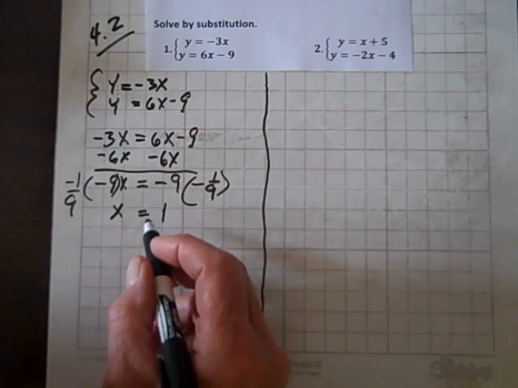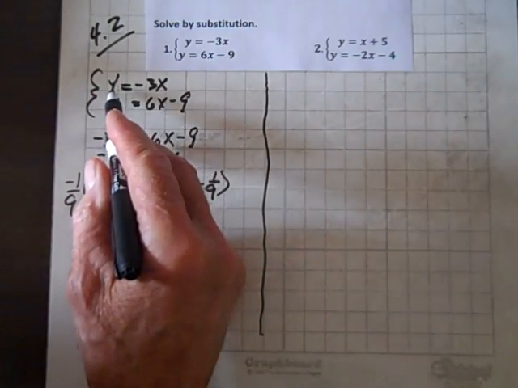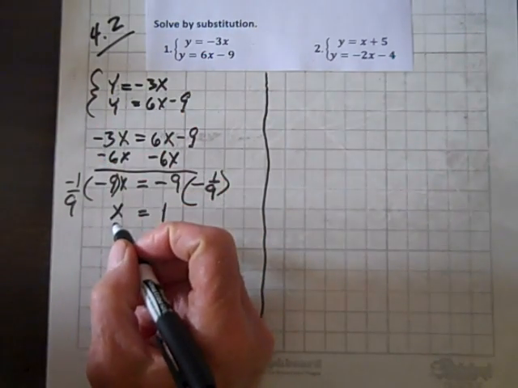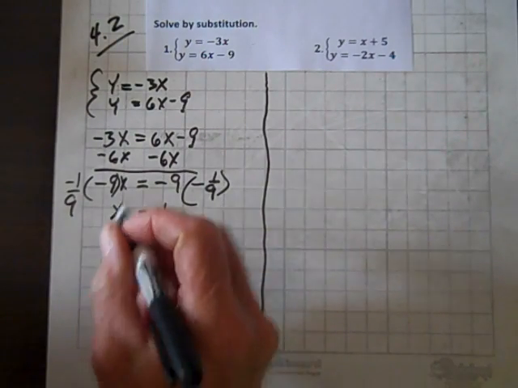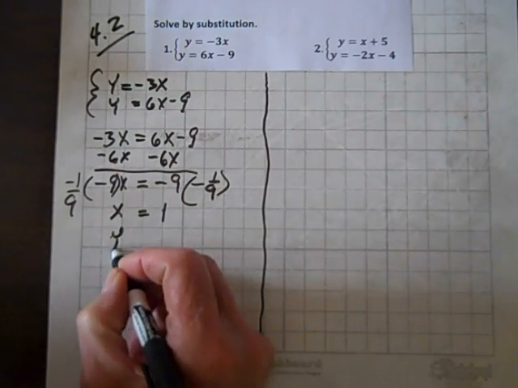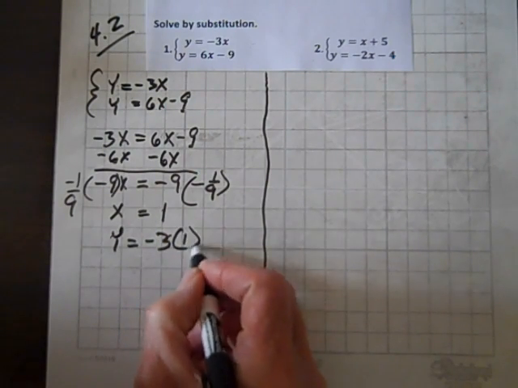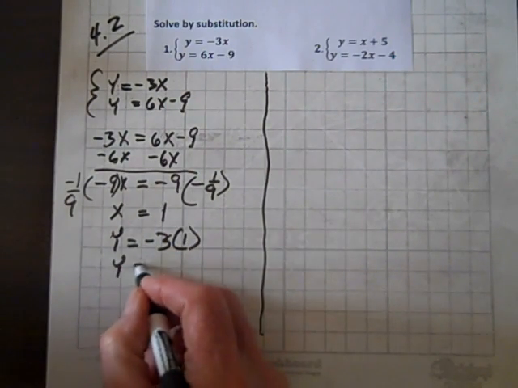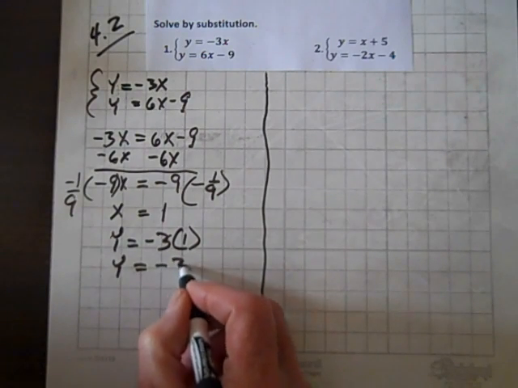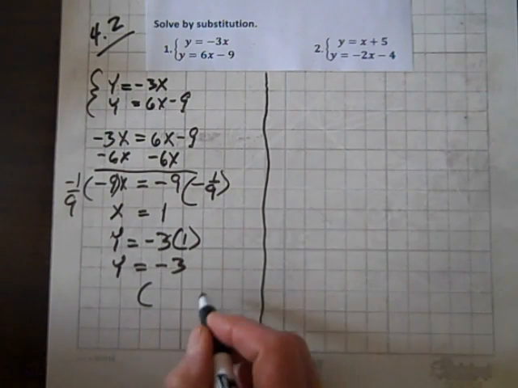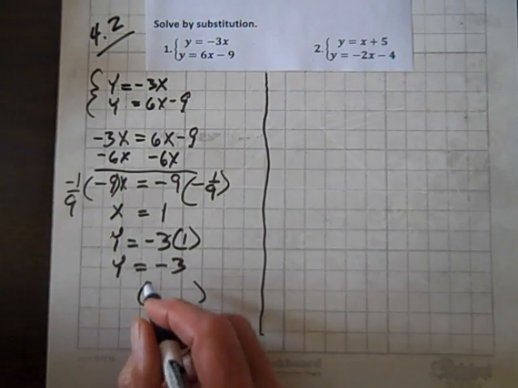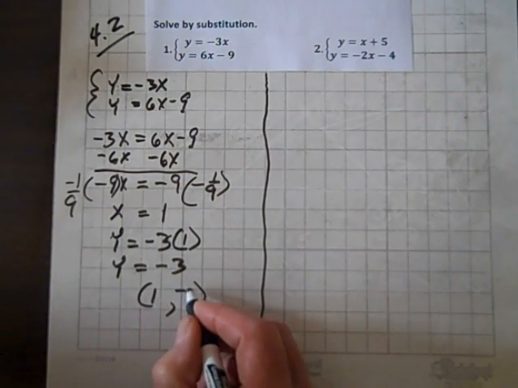Let's find the value for y. Will you agree that we have y equals negative 3x? So if y equals negative 3x, we'll replace x with 1, and we get y equals negative 3. So our ordered pair, the point where these two lines intersect, is at 1, negative 3.